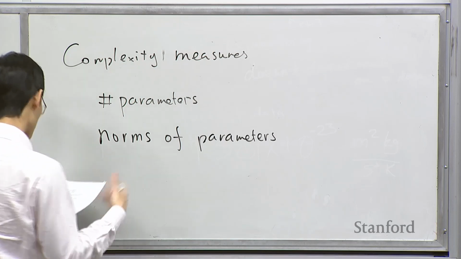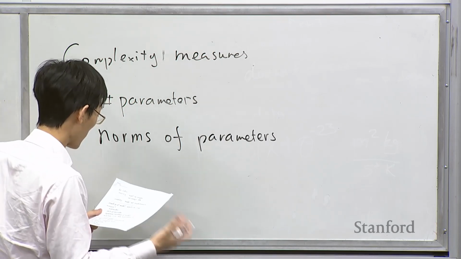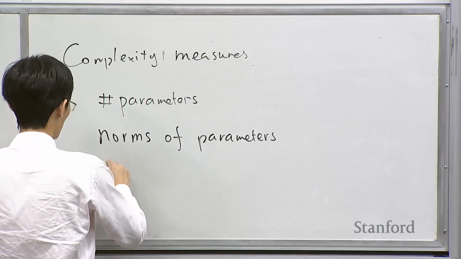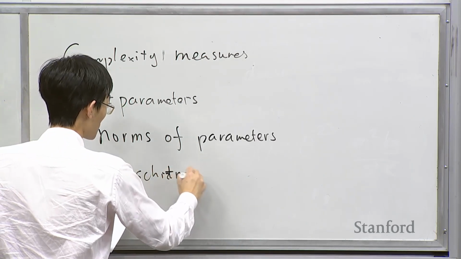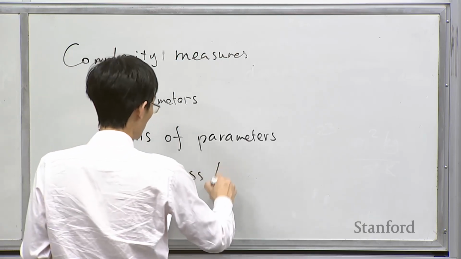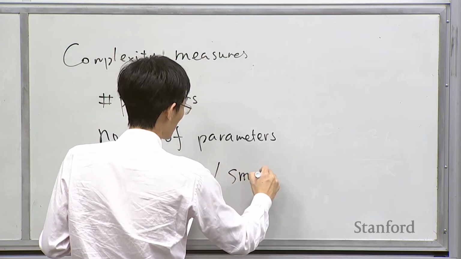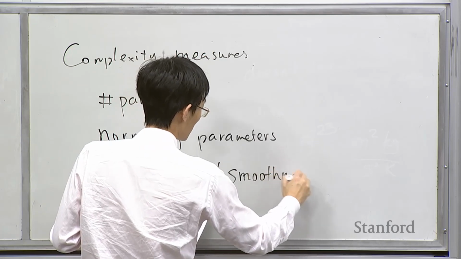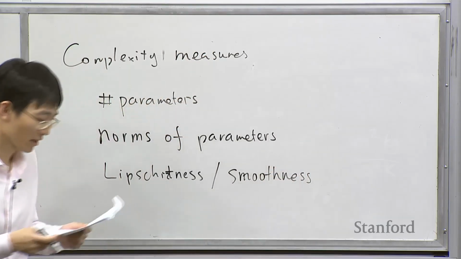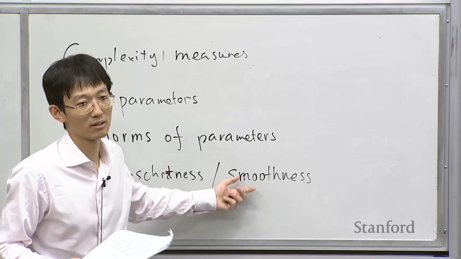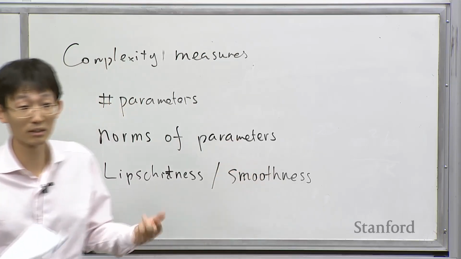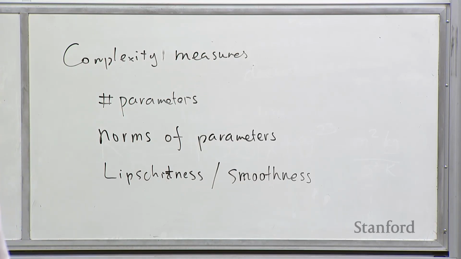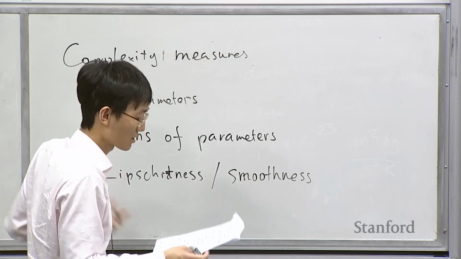So some of the other more modern complexity measures people have considered are, for example, something like Lipschitzness, right? Whether your model is Lipschitz, or maybe your model is smooth enough. Here I'm using the word smooth in a relatively informal way. This could mean a bound on the second order derivative, or a bound on the third order derivative, something like that. If your model is not oscillating or fluctuating a lot, maybe that means it's not very complex.